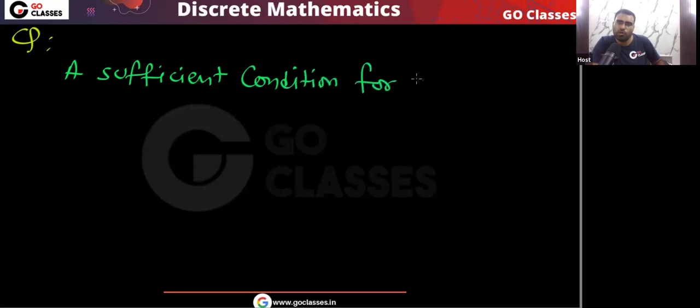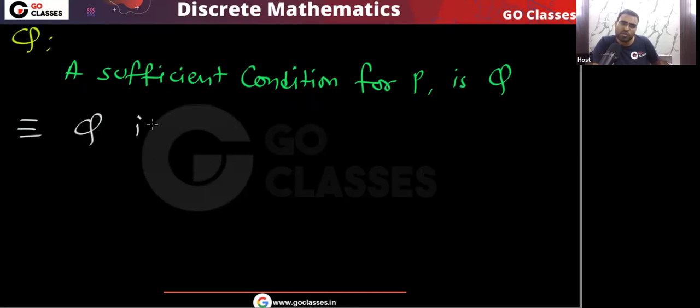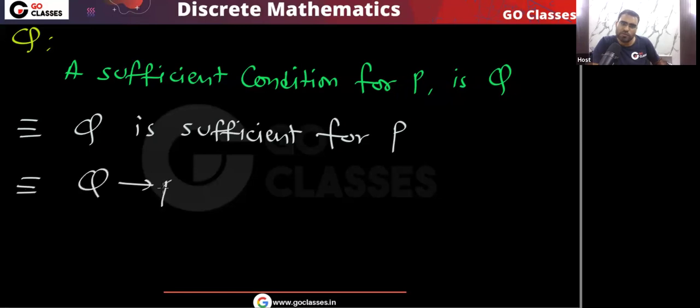For example, just see this question. If I say a sufficient condition for P is Q, tell me how to write it. Here, who is sufficient? A sufficient condition for P is Q, so this means Q is sufficient for P. And this is very simple: Q implies P. Yes or no? Okay, so like this you can understand.